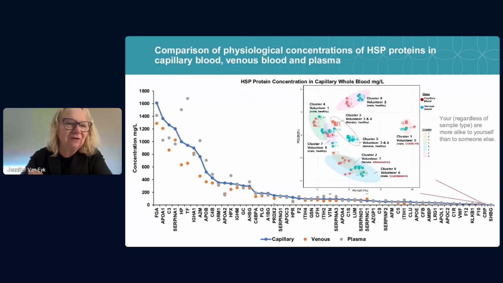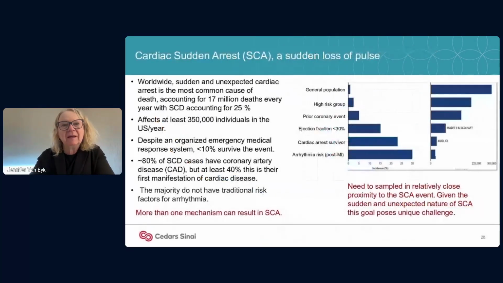So you are distinctive to yourself depending on what's going on. So I want to just talk a little bit here about, again, where we needed to be able to look at plasma versus dried blood to see whether or not they're going to correlate. And this is a cardiac sudden arrest study. It's done with Sumit Chung here at Cedars.